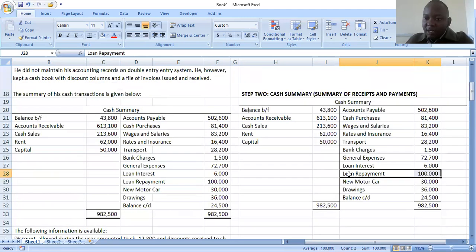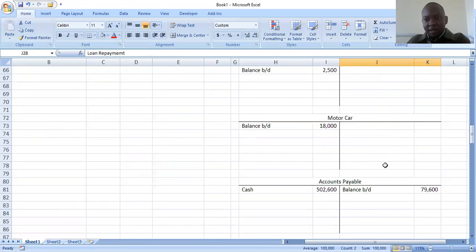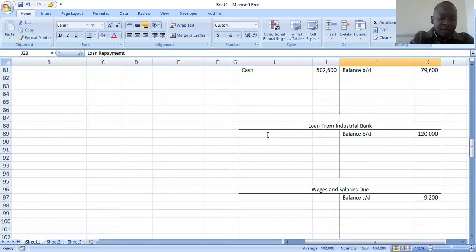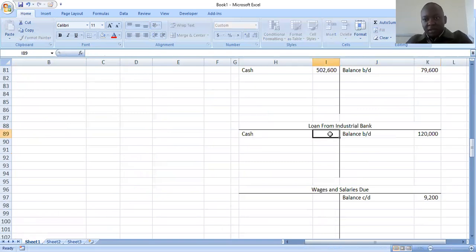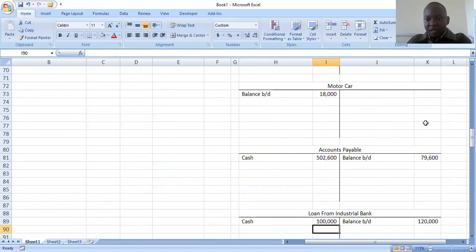Cash has decreased. Cash is an asset, and whenever cash, being an asset, decreases, we're supposed to credit the asset account. So loan repayment has decreased the cash of the business, so it has been credited, and on the other side we debit the loan from Industrial Bank because the loan has declined. So we have the loan from Industrial Bank here. So we debit it. This is by cash, and the amount is 100,000 shillings.